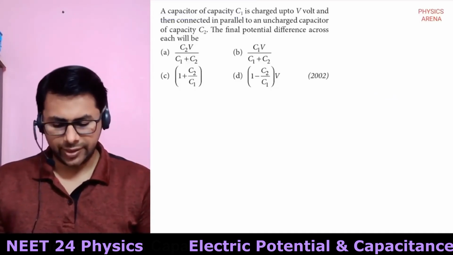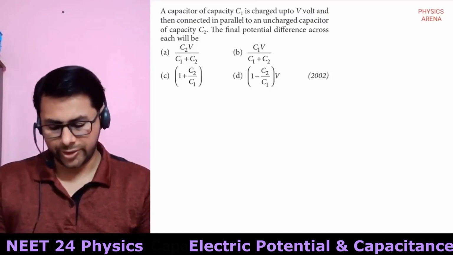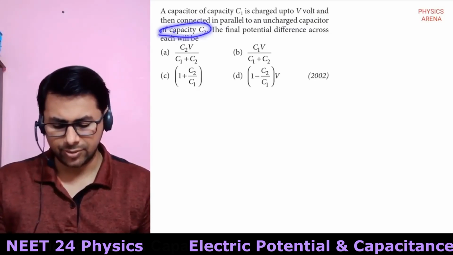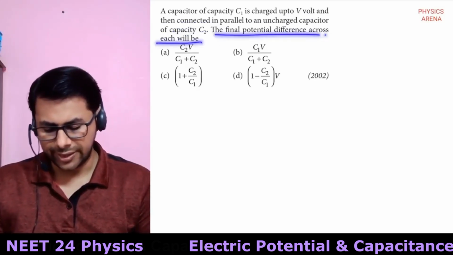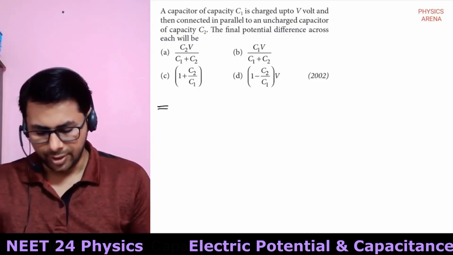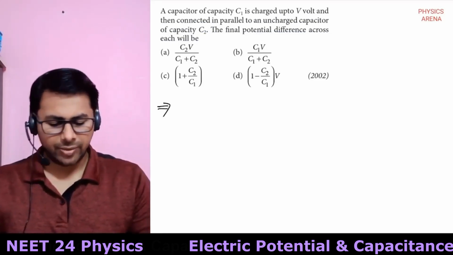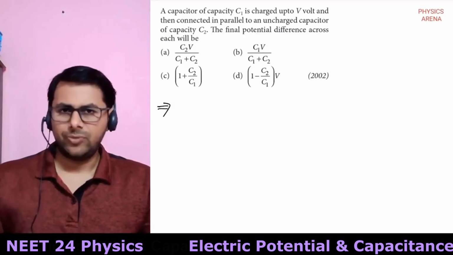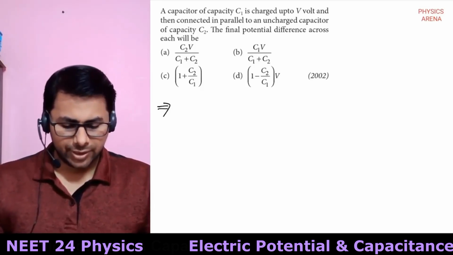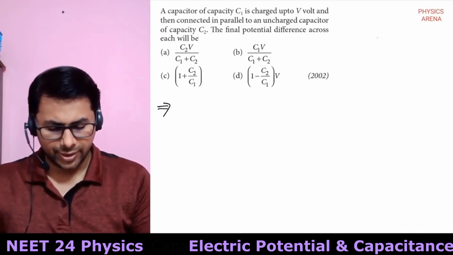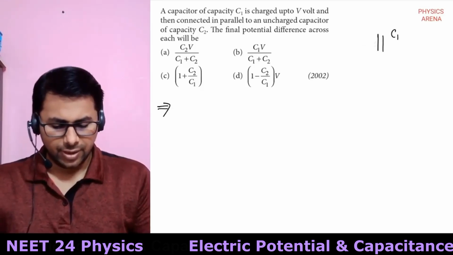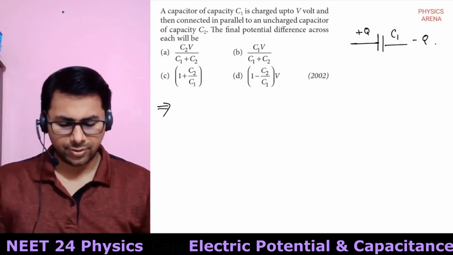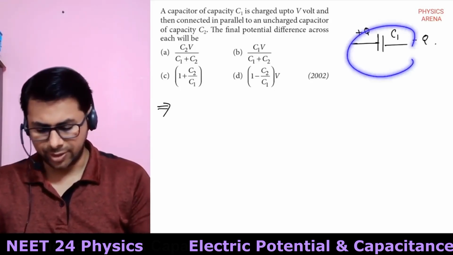A capacitor of capacitance C1 is charged up to V volts, then connected in parallel to an uncharged capacitor of capacity C2. The final potential difference across each will be. Okay, so how will you find it out? What will be the final potential? So first one is charged up to V, right? You have this first capacitor C1. So there will be some charge plus Q and minus Q, and it is charged up to potential difference V.